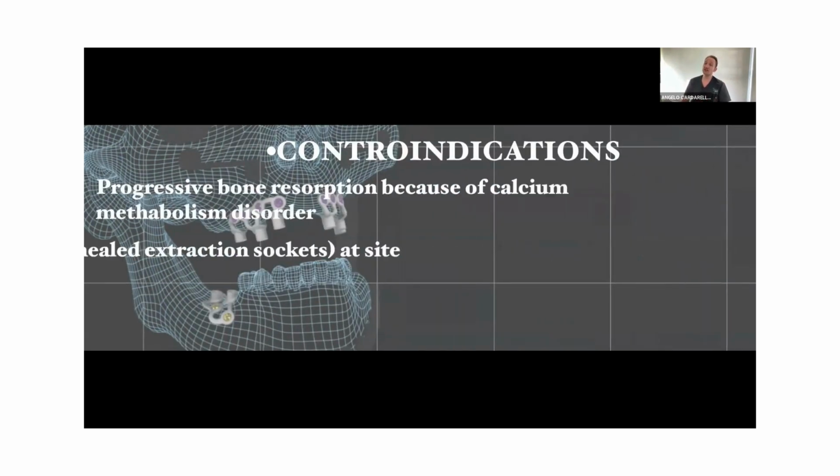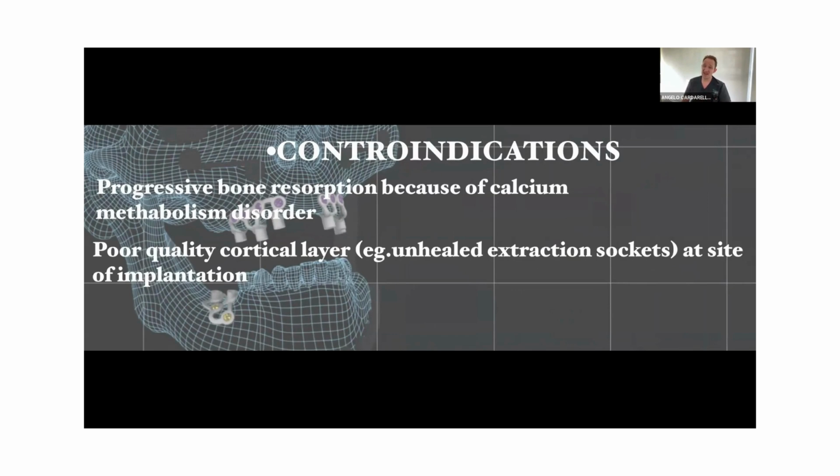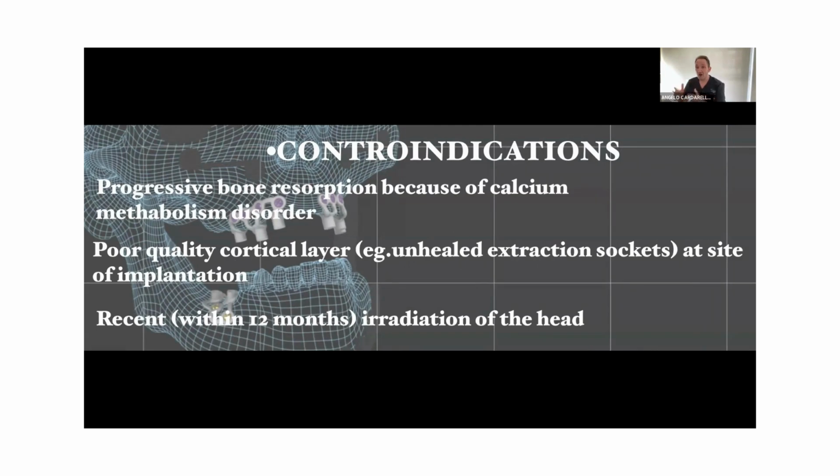And which are the contraindications? For sure, we need to see the health of the patient, and also we need to avoid any surgery in the patient with chemo and radiotherapy, or in the patient in which we have some systemic disease related to the bone healing. Okay?